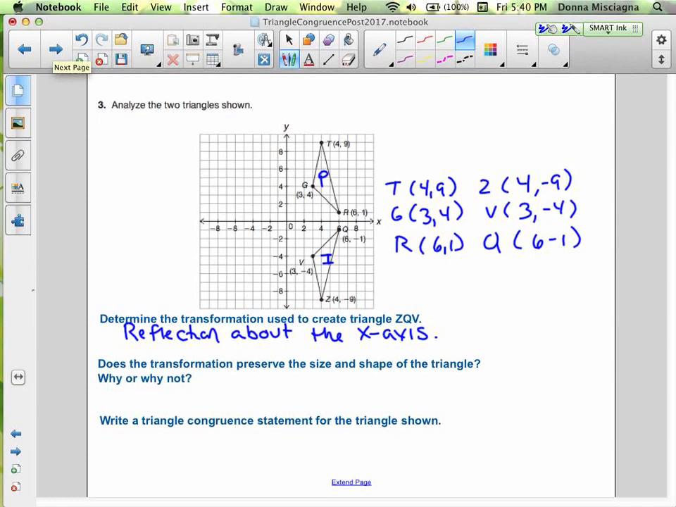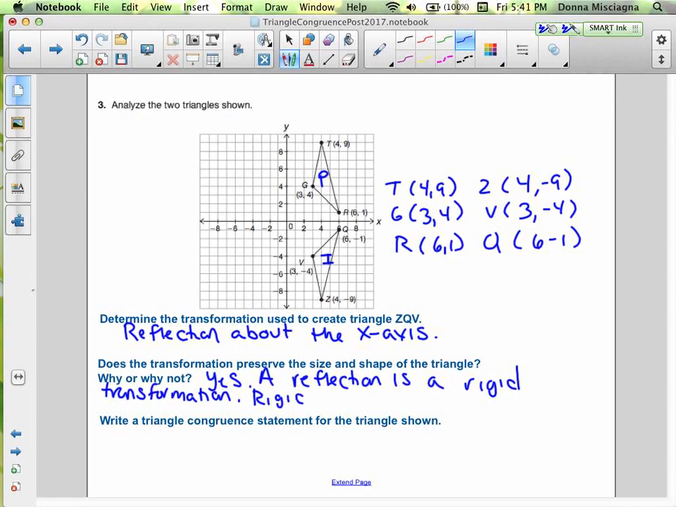Does the transformation preserve the size and shape of the triangle? Well, we'll take a look at those. Are they the same? I will tell you they are. Yes. Why or why not? Okay. I'm going to actually just end my sentence here. Just put yes and start a new sentence. A reflection is a rigid transformation. We talked about that at the very beginning of this whole lesson on Wednesday. Reflection is a rigid transformation.